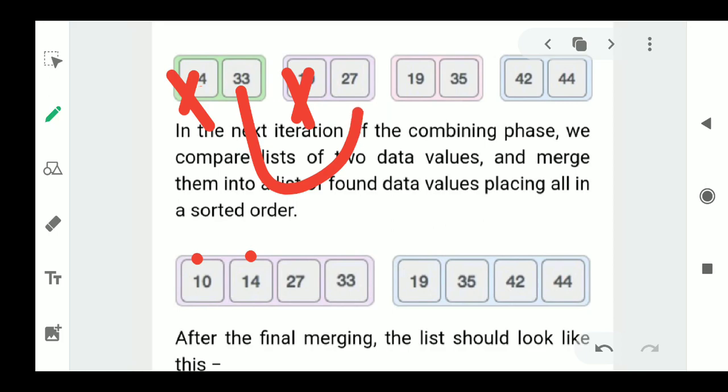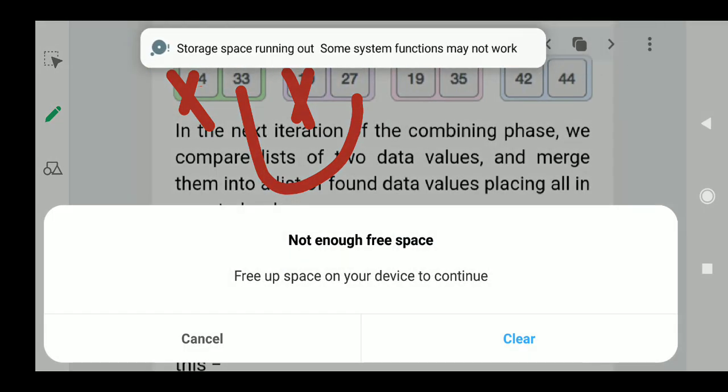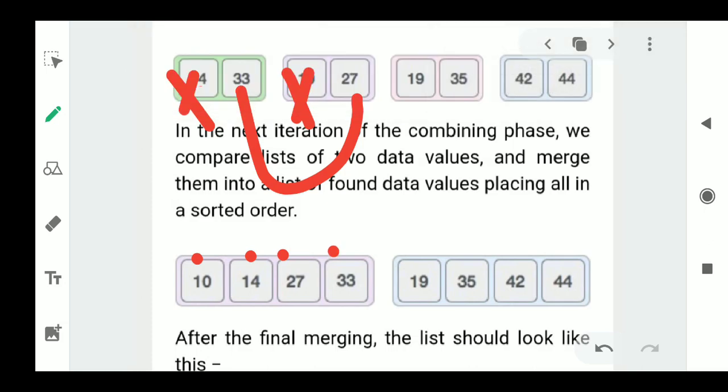Now we will compare these two elements, 27 and 33. 27 is smaller, so we have taken it here, and 33 is the next element we have taken here. Okay, hope you all understood.